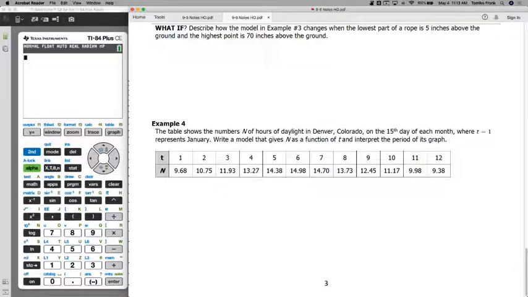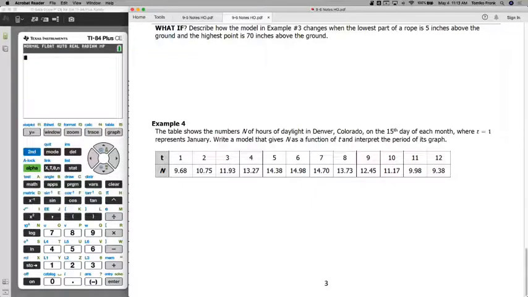Okay, so we have this table, which shows the number of hours of daylight in Denver on the 15th day of each month, where t is equal to 1, representing January. We want to write a model that gives n as a function of t, and then we'll interpret the period. We'll talk about the period later. So we've got this table of values 1 through 12 because there are 12 months of the year.